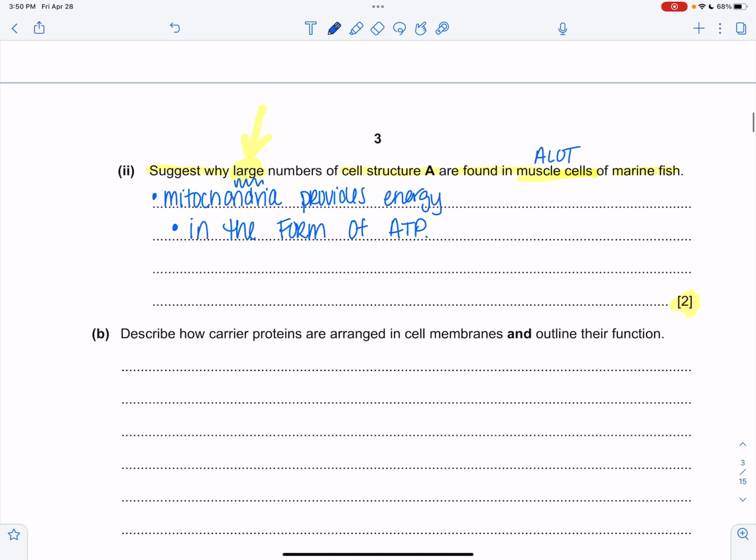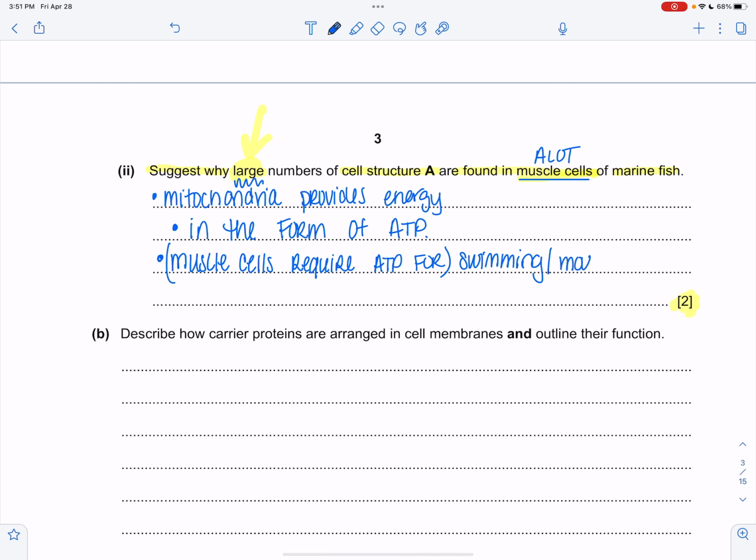But then we can also link it to what that has to do with the muscle cells. So muscle cells require ATP for... and now this is just to have that answer in context, but the main mark is that you're linking it to swimming or movement or muscle contraction.